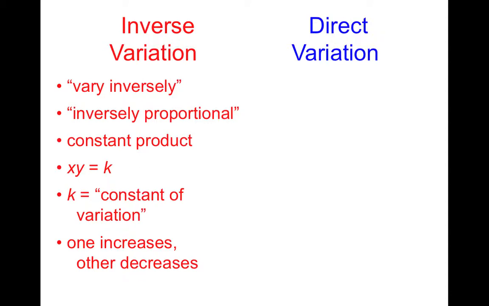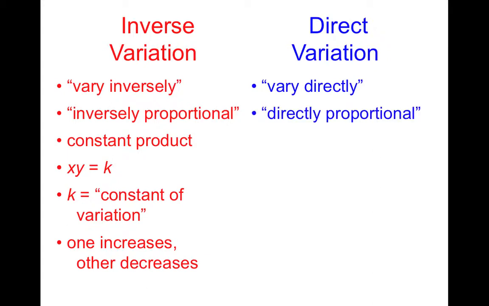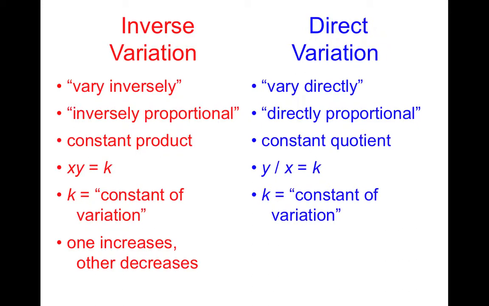Another way to say direct variation is to say two quantities vary directly. We can also call them directly proportional. Two quantities that vary directly have a constant quotient. When you divide them, you always get the same thing. This value is called the constant of variation. In direct variation, if one value increases, the other one also increases.